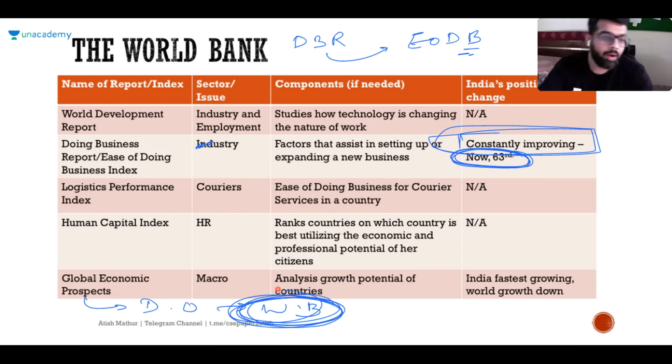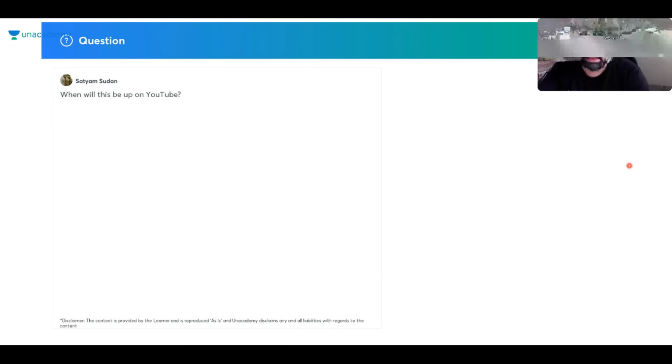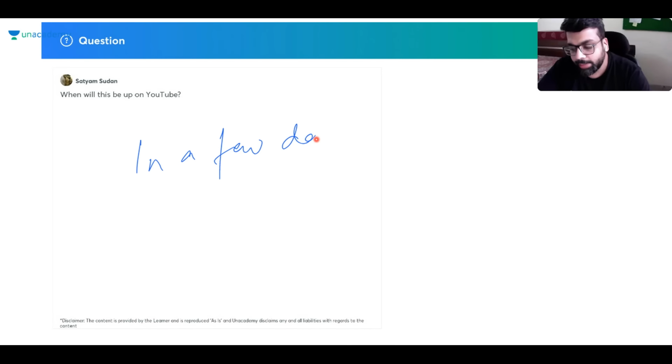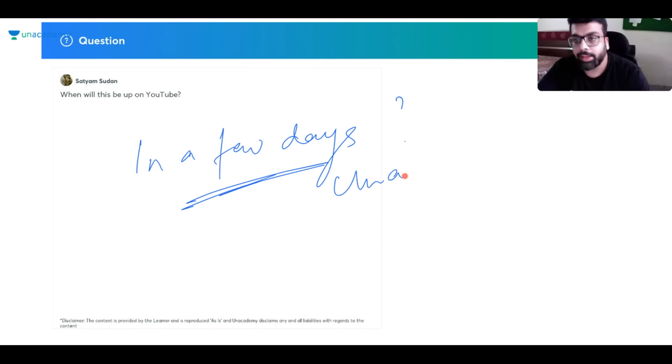Okay, all right. Is this enough for the World Bank? That's all that we need to know. There is nothing more that is needed for the World Bank. I'll quickly answer a few questions here before I move to the next. Satyam, in a few days, perhaps. I'm not sure. I will check with the Unacademy team and I will let you know, but it will be there. Okay? All right. Next question.